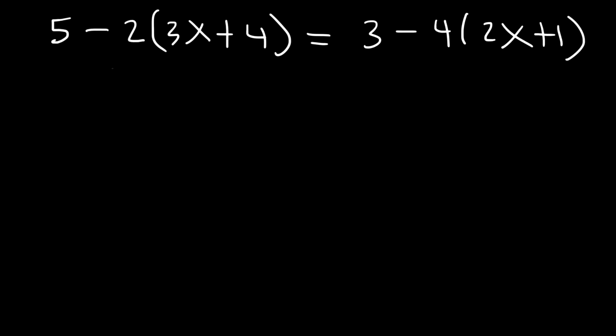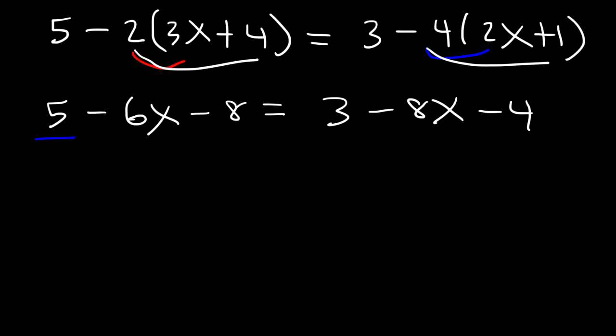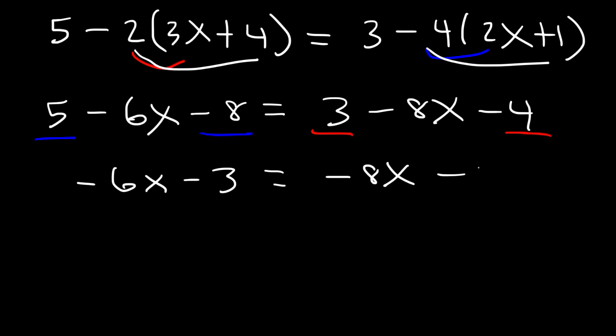So let's start with the distributive property. Let's multiply negative 2 by 3x. That's going to be negative 6x. And then let's multiply negative 2 by 4, which is negative 8. On the right side, let's start with negative 4 times 2x. That's negative 8x. And then negative 4 times 1, which is negative 4. Now let's combine like terms. So we can combine those two on the left and 3 and negative 4 on the right. 5 minus 8, that's going to be negative 3. And 3 minus 4 is negative 1.